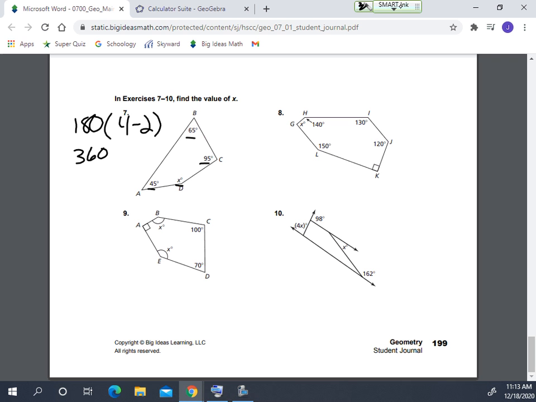So, 65 plus 95 plus x plus 45 equals 360 degrees. Combine like terms. Okay, 65 plus 95 plus 45, that's equal to 205. So 205 plus x is equal to 360. And 360 minus 205 is equal to 155.